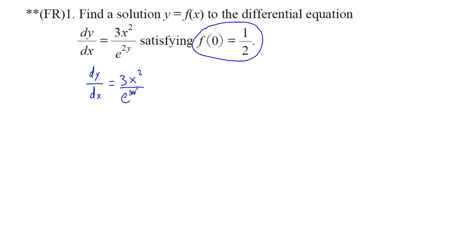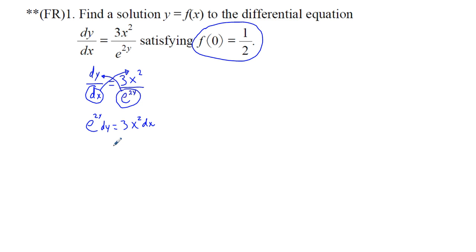To separate, you try to get all the dy's and dx's together. So in this case, if we cross multiply the e to the 2y, and on the other side cross multiply the dx, what we're left with is e to the power of 2y dy is equal to 3x squared dx. If this is part of an AP free response problem, you already get 1 point for just doing this alone.